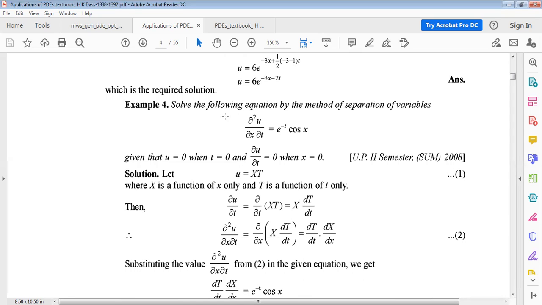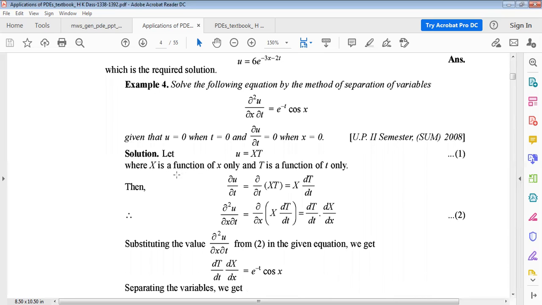Now solve the following equation by the method of separation of variables. Use the initial conditions: u equals 0 when t equals 0, and ∂u/∂t equals 0 when x equals 0. So this is the given partial differential equation. Let capital X be a function of x and capital T a function of small t, and u(x, t) is the solution of this partial differential equation.